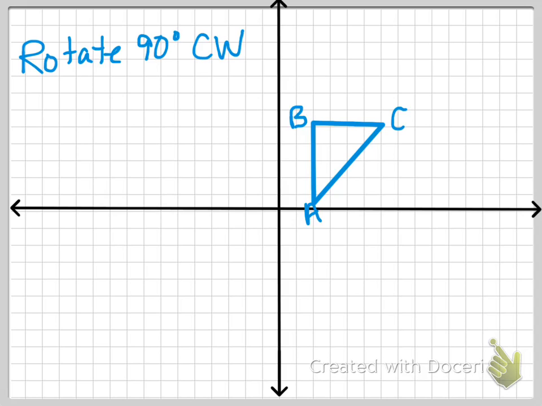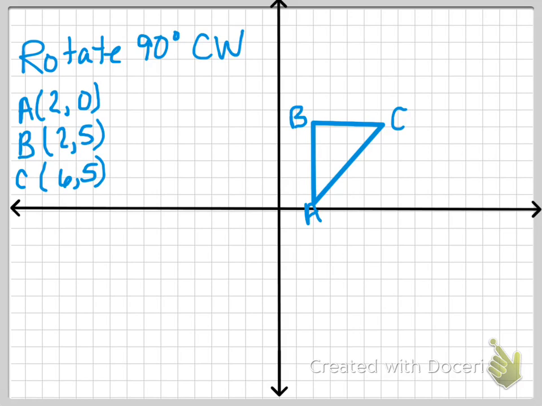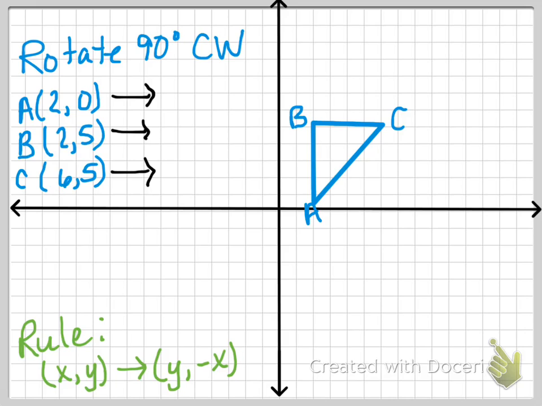So let's take this triangle and rotate it 90 degrees clockwise. Here are your points. So you remember our rule. x, y becomes y, negative x. So let's take 2, 0. Remember, we have to switch the positions. So we changed it to 0, 2. And then the original x, which is the new y, becomes negative.